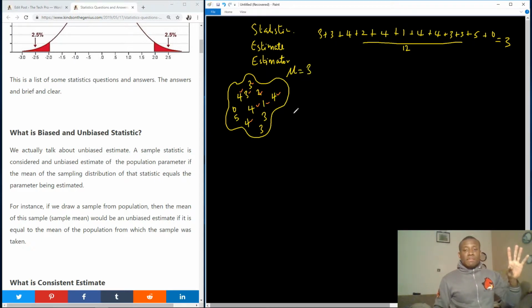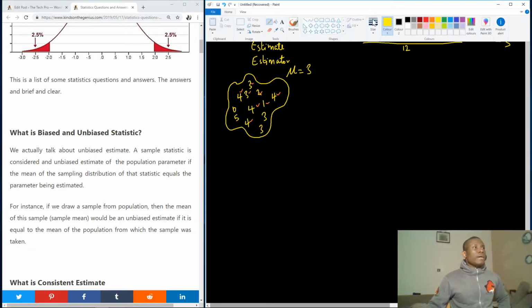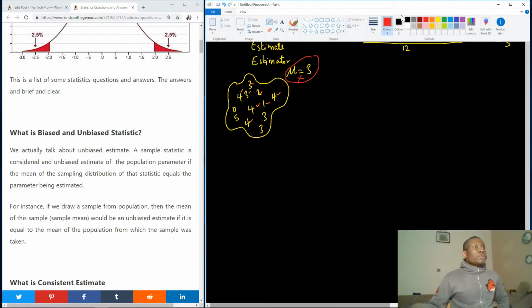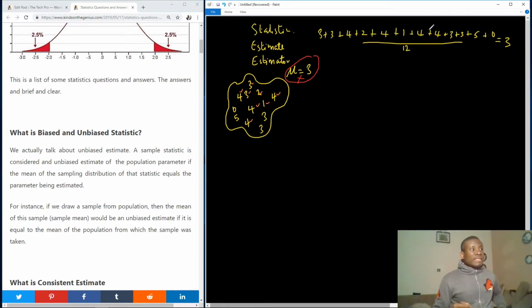Now, this population mean is not known. We are trying to estimate it. So let's assume that it is not there. Let's just close our eyes and assume that this population mean actually is not there. So now we want to start taking samples and try to estimate the mean of this population.